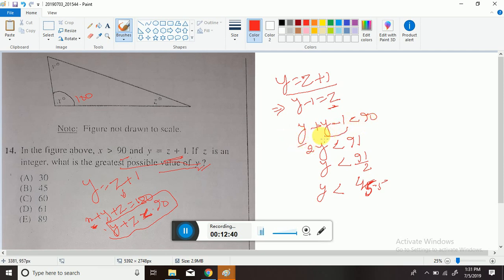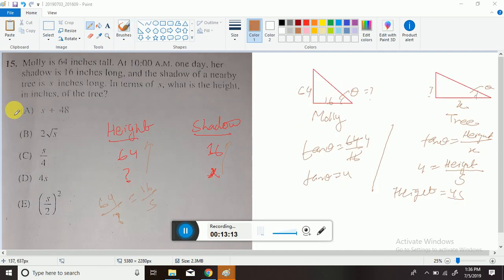So y plus y is 2y, and minus 1 goes to the other side and becomes plus 1: 90 plus 1 is 91. 2y is less than 91. Y is less than 45.5. So what should be the maximum value of y? Y should be less than 45.5, which means the maximum value can be 45. So option B is our correct answer.